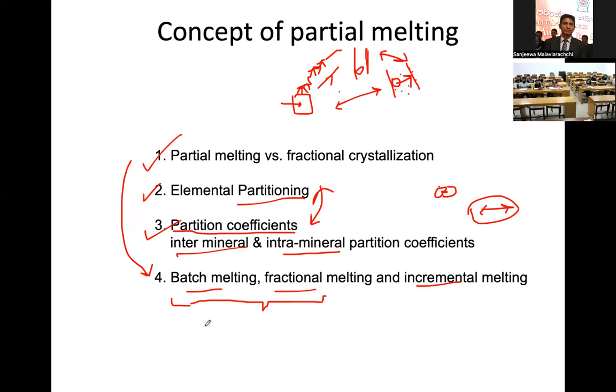But before proceeding, you have to have some keywords, right? Partial melting, fractional crystallization, elemental partitioning, partition coefficients, batch melting, fractional melting, at least. These should be keywords during this whole course. These are very important.